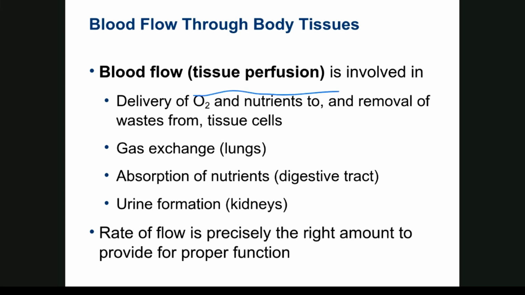Okay, blood flow through tissues, also called tissue perfusion, is essential for oxygen delivery, nutrient delivery, and removal of waste from tissues. Examples include gas exchange in the lungs, absorption of nutrients in the digestive tract, and urine flow, and you have to have exactly the right amount of tissue perfusion to get proper function.